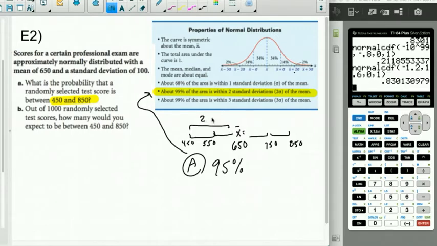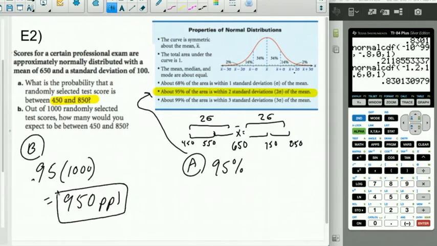This is 2 of those little coach's whistles, right? It's 2 standard deviations on either side, right? Out of 1,000 randomly selected people, how many would you expect to earn between a 450 and an 850? Well, it's 95%, right? So 0.95 times 1,000 people should be 950 people.